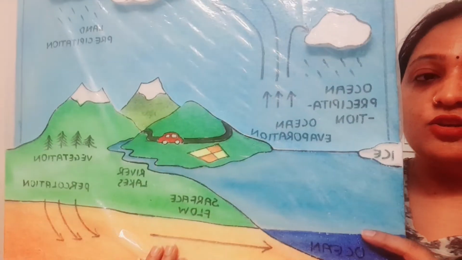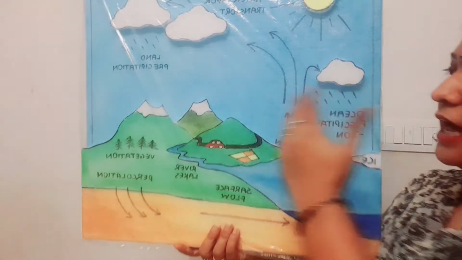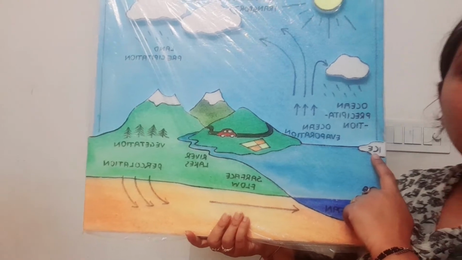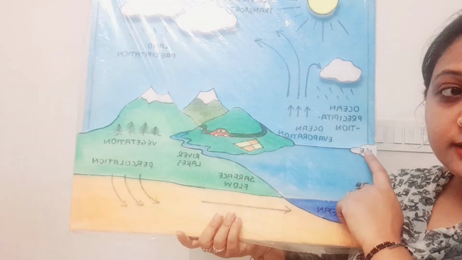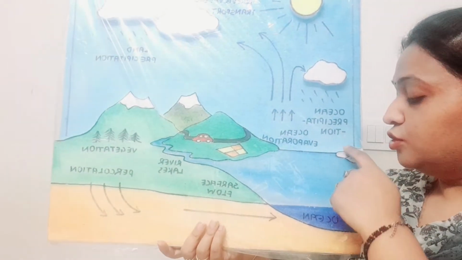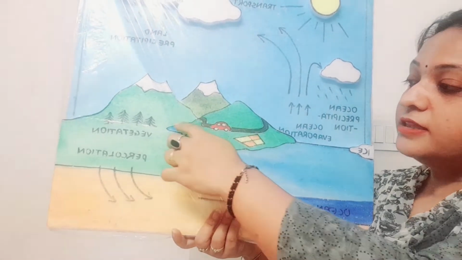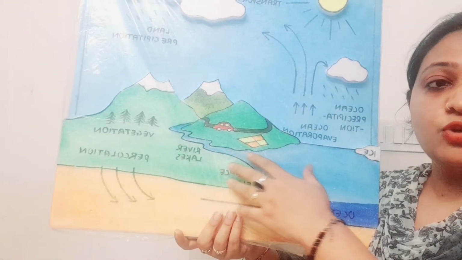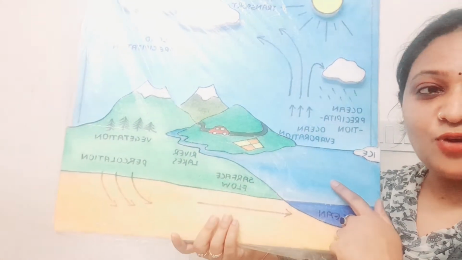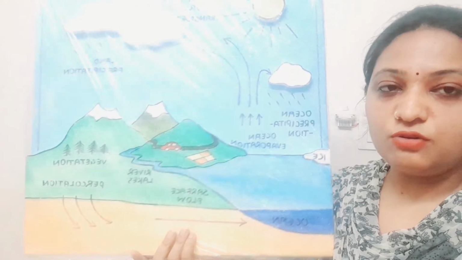If we talk about how the process goes on with the help of this model, here you can see that ice is in the form of solid, as we have mentioned that water can be present in three forms. There is a river whose water is coming into the ocean. So here the water is in the form of liquid. Now the first step we have discussed.